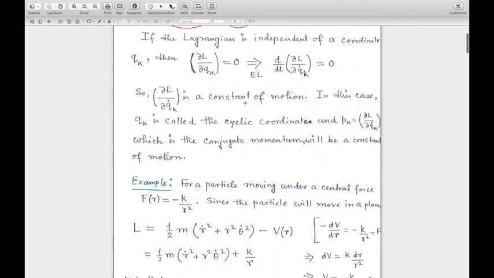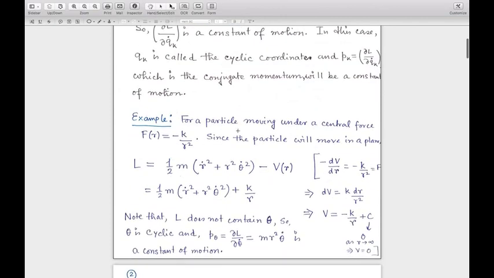Let us take, for example, the case of a particle moving under a central force F(r) equal to minus k by r squared. So this is an attractive inverse square law, and the particle in general we know will move in a plane, so we simply choose for simplicity 2D plane polar coordinates, and the Lagrangian will be half m (r dot squared plus r squared theta dot squared) minus V(r).